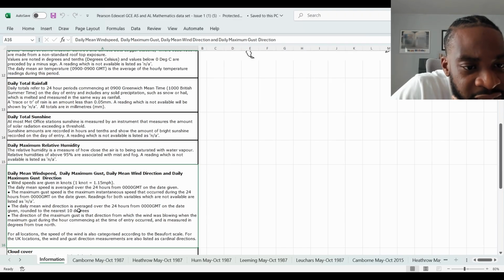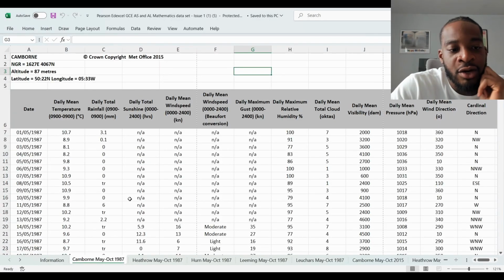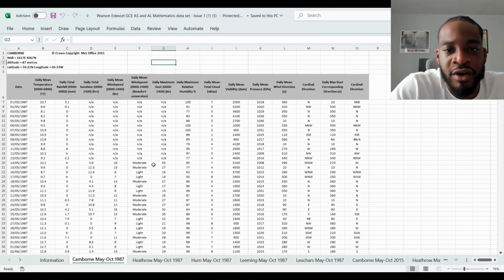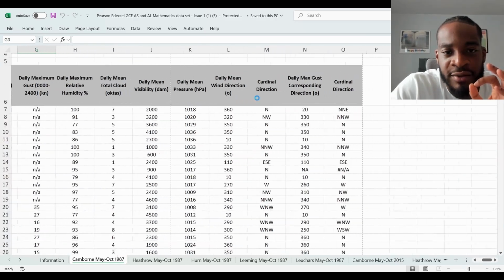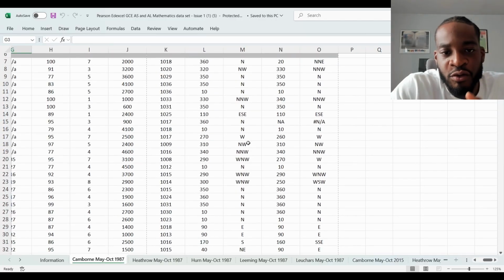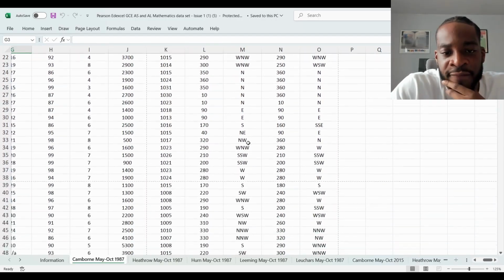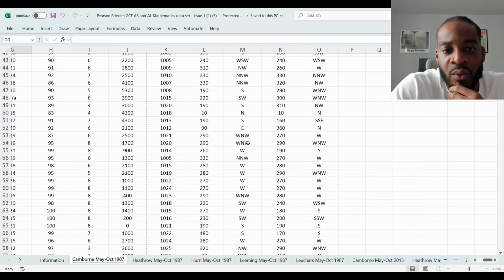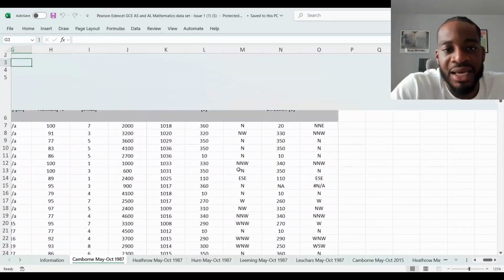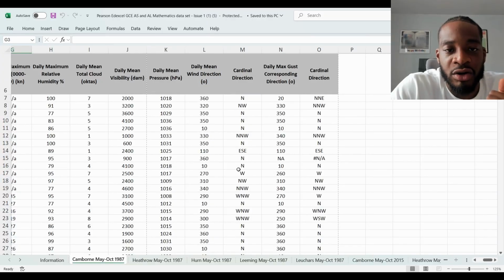And there's something else I was looking for. Anyways, okay, let's go to the next tab. So Camborne, May 1987, May to October. This is the piece of information for it. Remember, we're looking for the least frequent direction. So we're going to go to this one here, cardinal direction. And as you can see, it's pretty much dominated by north, isn't it? North, northwest, and so on and so forth. And just from a brief scan, the least frequent one is E, isn't it? It hardly comes up. So just based on that, the answer has to be east. So that would be the answer for part A.